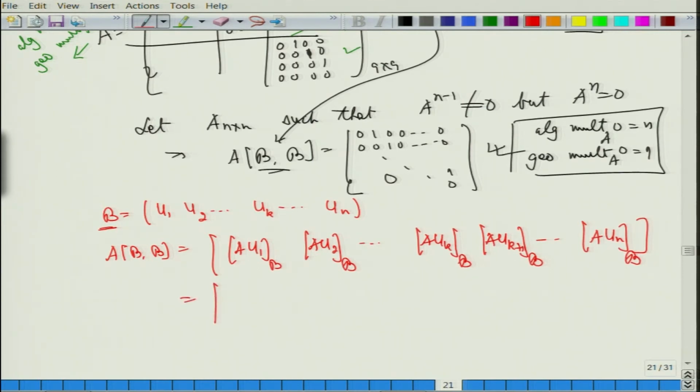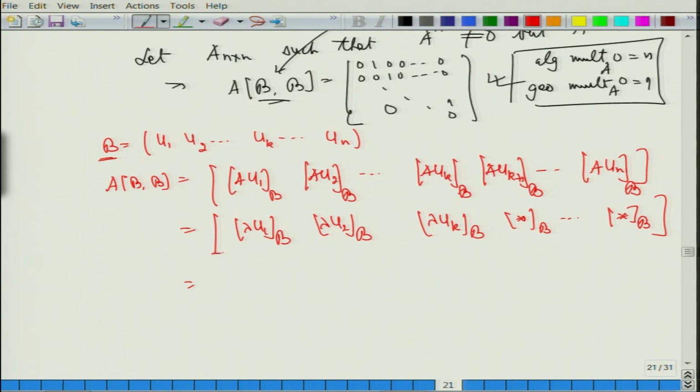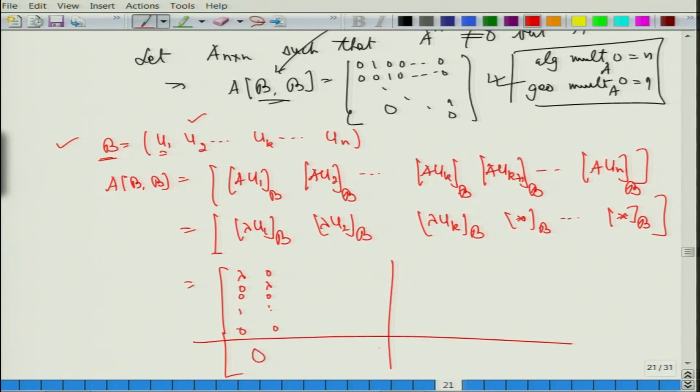This is the same as A U1 is lambda U1 with respect to B, lambda U2 with respect to B, lambda UK with respect to B, and then I do not know what the rest are, as I said earlier in the previous part, so I can just leave it as it is, fine. In the ordered basis B itself, U1 is the first vector, so it is nothing but lambda 0 0 0, lambda U2 is the second vector, so it is 0 lambda 0 0 0, fine. Similarly, this UK will give me 0 0 0 and lambda here, fine. So this whole part is 0 for me.